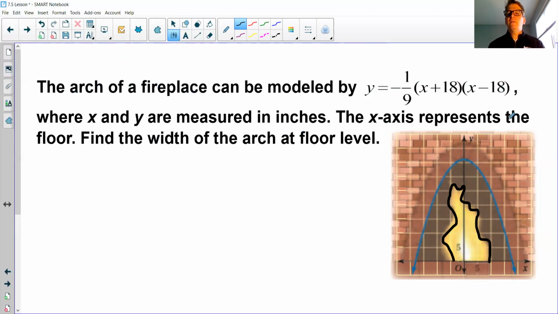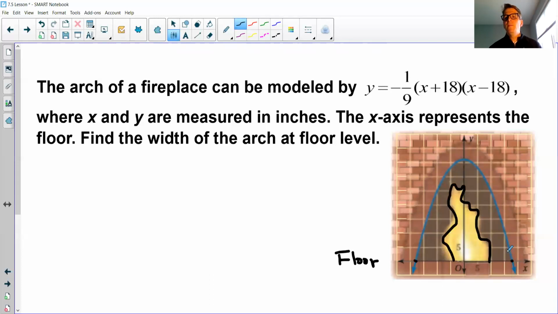The x-axis represents the floor. So right here is the floor. Find the width of the arch at floor level. So what we're trying to do is find the width of this arch. This arch would represent the encasing of the fireplace. The floor is here, so we're trying to find this width from this point here to this point here.